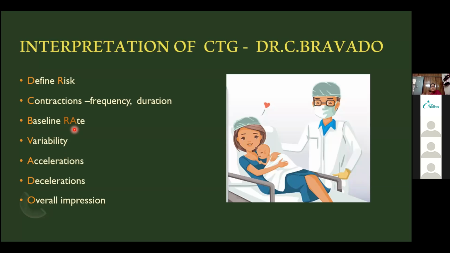BRA is for baseline rate, baseline heart rate. Okay, that is BRA. So the three letters stand for a single criterion, that is baseline heart rate. V for variability, A for accelerations, D for decelerations, and with all this you write an overall impression. That is, overall impression is your plan. The CTG is normal. Patient can be observed. You can continue with the induction.